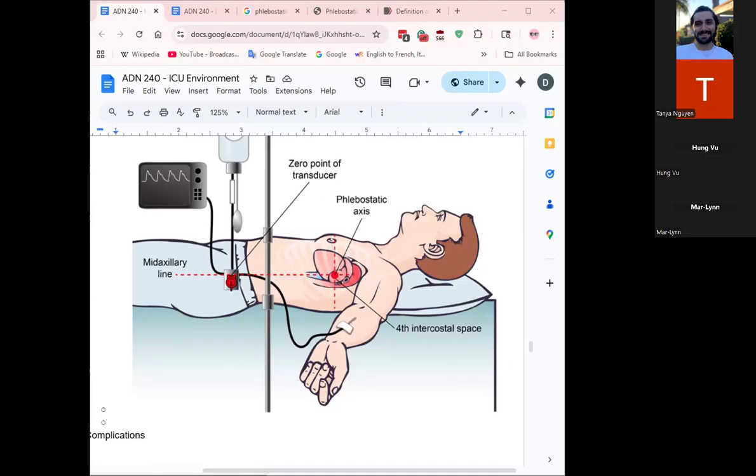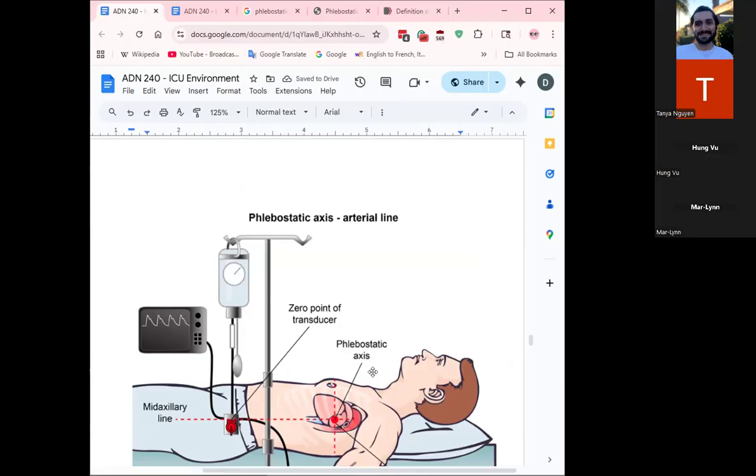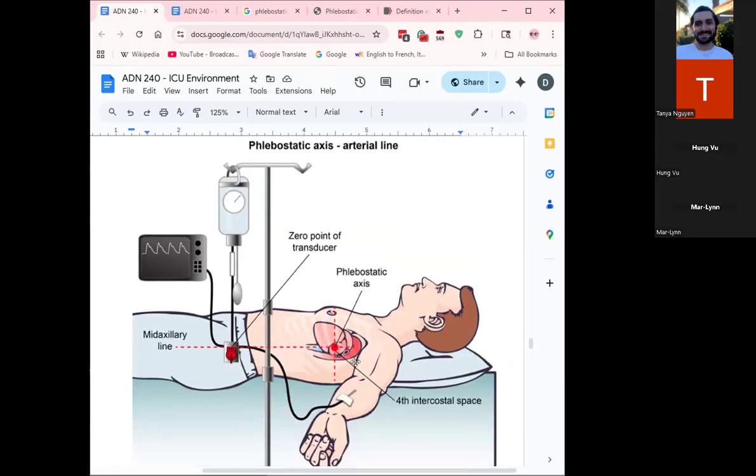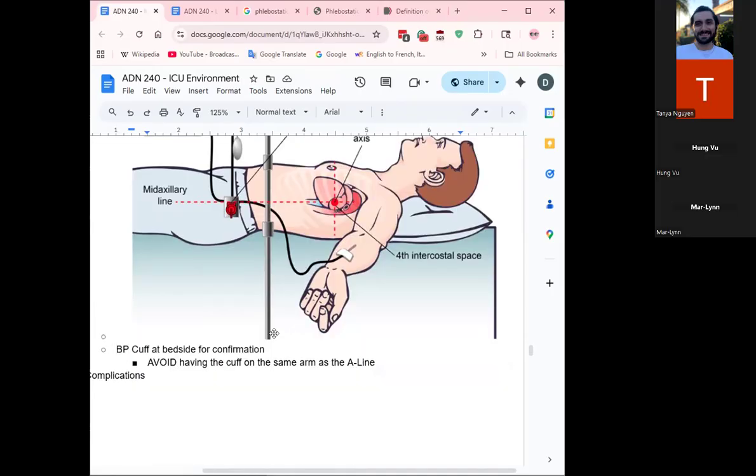So one of the things to keep in mind is you're going to want a manual blood pressure cuff at the bedside to do confirmation, because machines aren't always the most accurate. Maybe it's not fully calibrated right, might not be leveled, or something else might be off with it. So you want a manual blood pressure that you can take, just to confirm it.